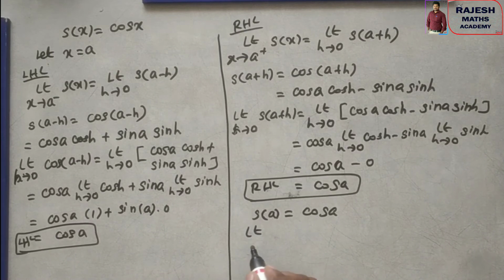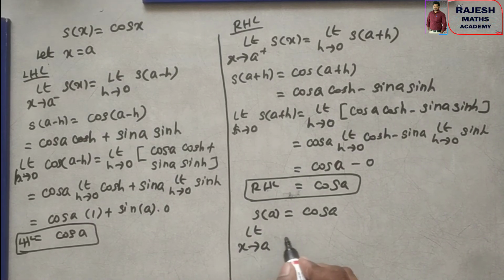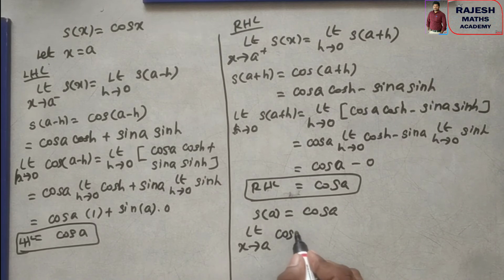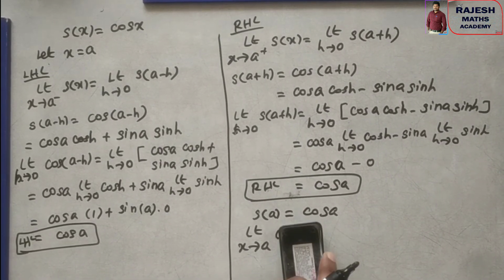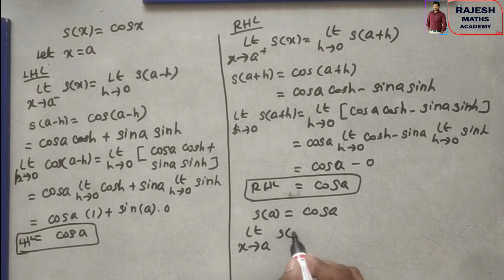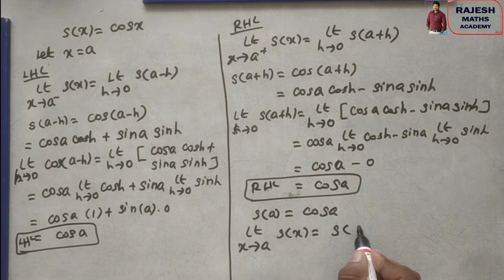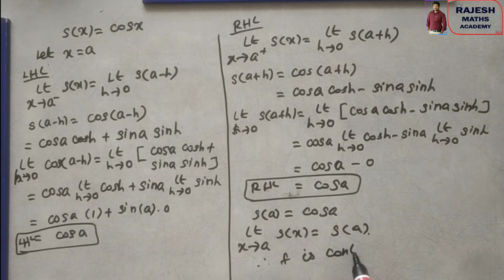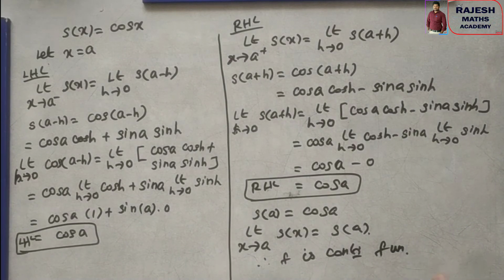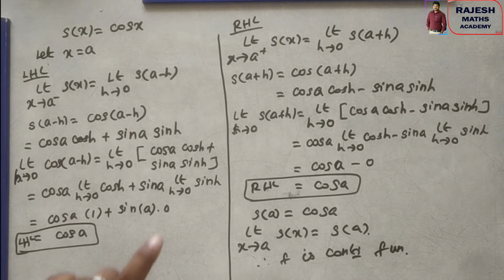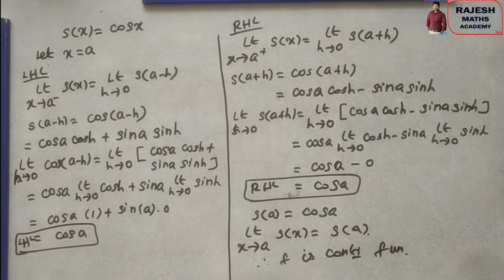So the limit of the function is equal to the value of the function. Limit x tends to a of cos x, or we can write limit x tends to a of s of x, equal to s of a. Therefore f is continuous. Therefore f is a continuous function. Now we have proved that in the previous case sin x is continuous, and in this case cos x is continuous. Clear? Now I am going to use a theorem. From that theorem I am going to say sin x plus cos x is continuous.